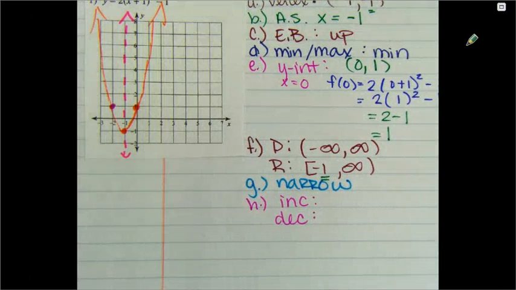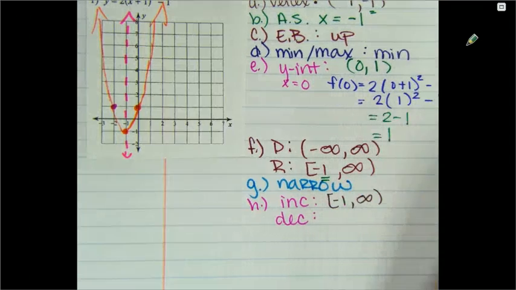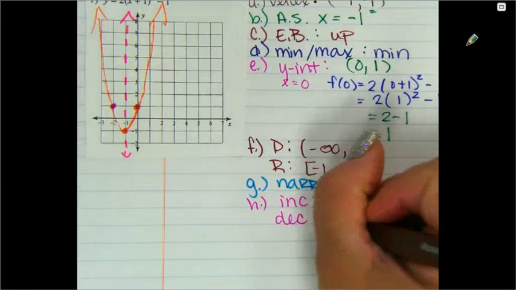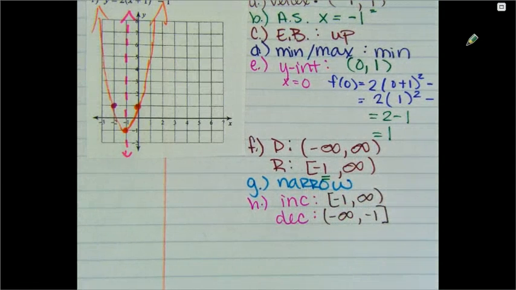Who has increasing? Four of you. Victor, what did you get? Victor Ramirez. Negative 1 to infinity. You are correct. Who has decreasing for me? What is it? Negative infinity to negative 1 is correct. Very good. All right, we good? Go do number 2. All of it.